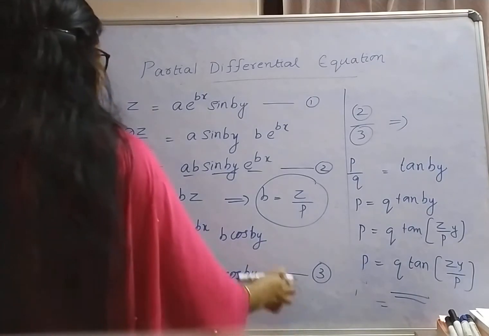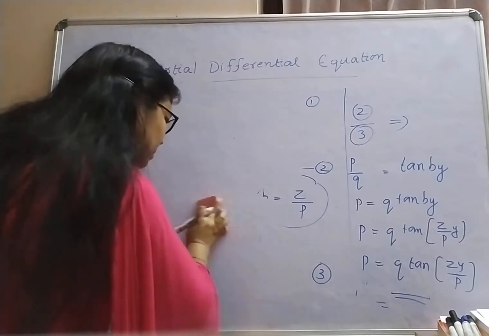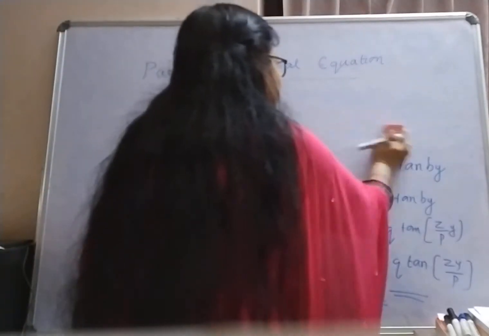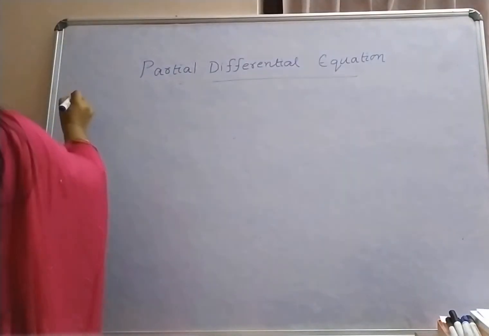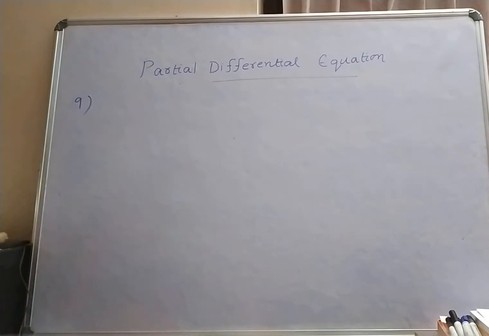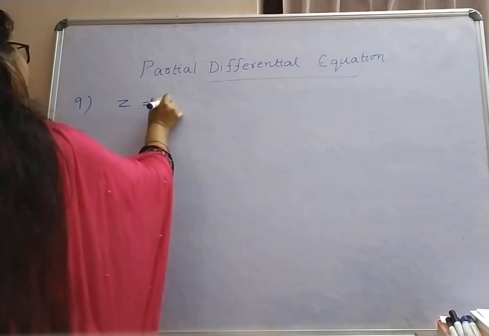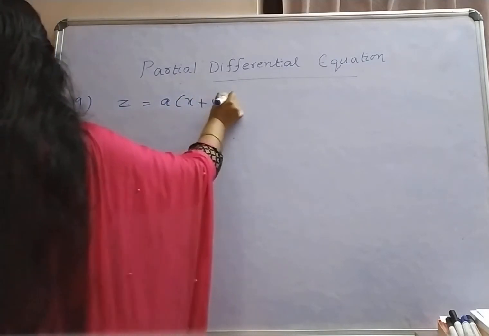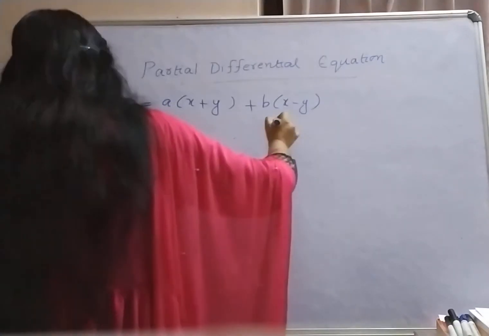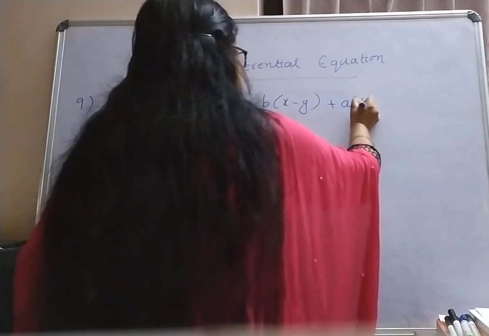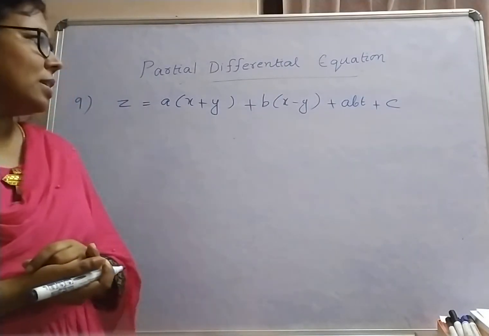Next question is: form the PDE by the method of elimination of arbitrary constants. z equal to a into (x plus y) plus b into (x minus y) plus abt plus c, by the method of elimination of arbitrary constants.